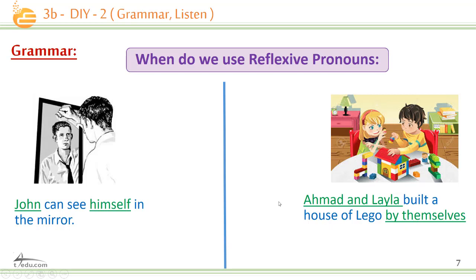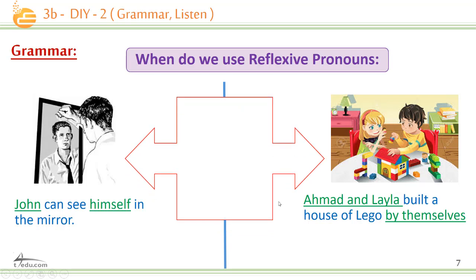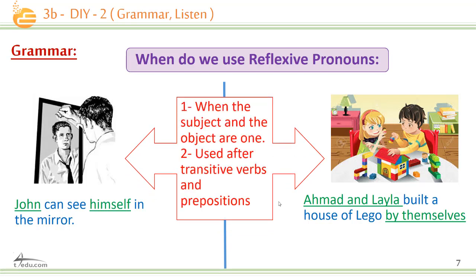Now, when do we use them? Look, when do we use them? When the subject and the object are one. So when we're speaking about one thing or one person, here, they and themselves. And then it's used after transitive verbs and prepositions. Okay? It's used after transitive verbs and prepositions.